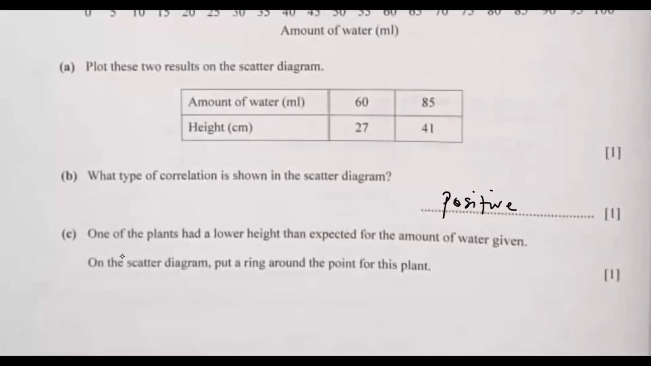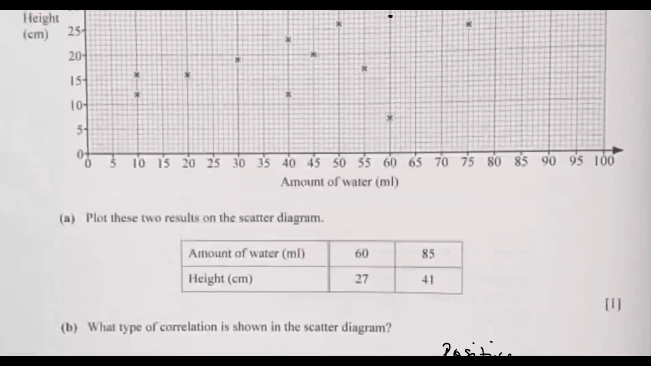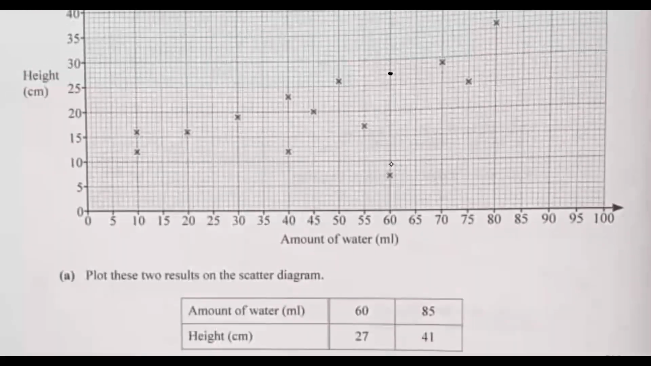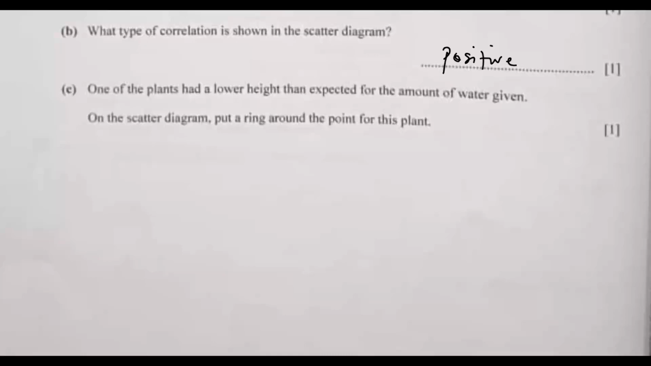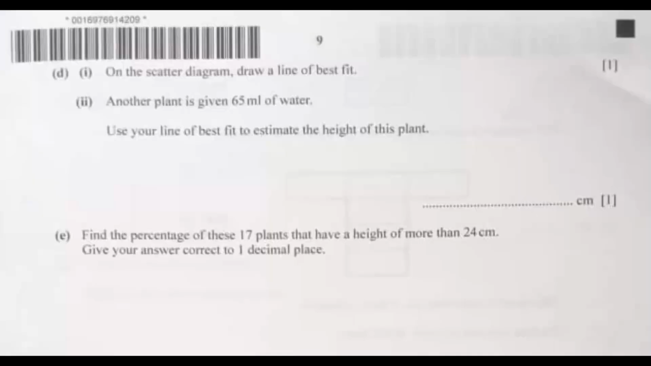So the part C, one of the plants had a lower height than expected for the amount of water given. On the scatter diagram, put a ring around the point for these plants. So if you scroll down, you see that it is this point. Okay, so you circle this. Then let's go to the next question. So that should be question D1.